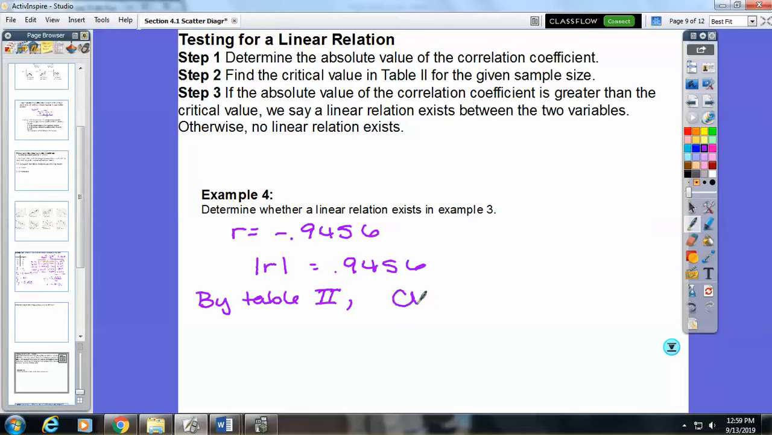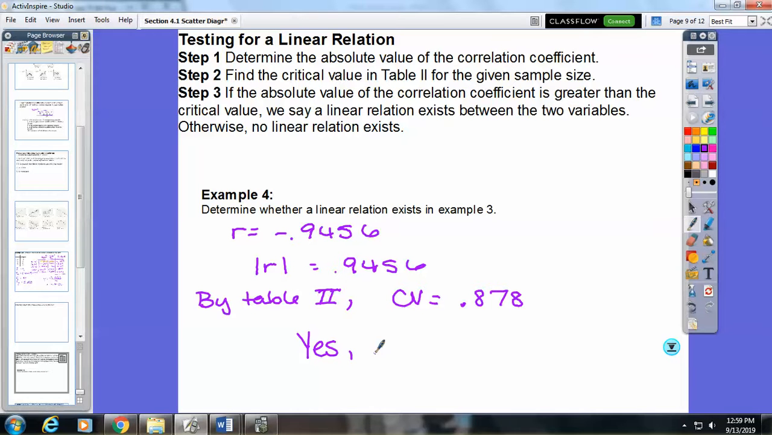Then you're going to go to table 2. We had how many data points in our example? 5. So you are going to go to where n equals 5 on table 2. And it tells you that our critical value is 0.878. So that means in this example, to be significant, R would have to be bigger than this critical value. So is our R significant? Yes. As long as it's bigger than the critical value, then it is a significant linear relation.